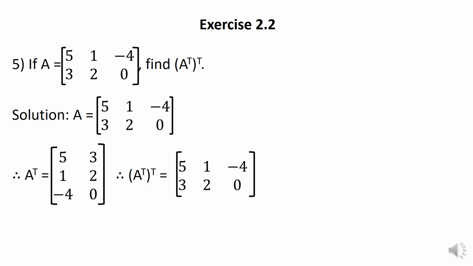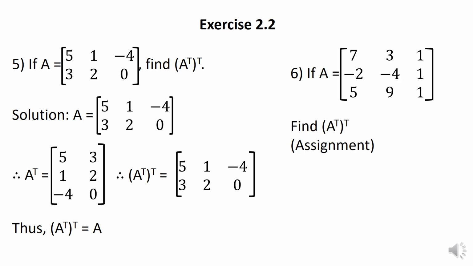You make the rows as columns. You find that you get a matrix which is exactly equal to A. So A and ATT are equal. That means we can see that the transpose of the transpose of the matrix is the same matrix itself. The next sum, you can do it as an assignment in the same way as the fifth sum was done.